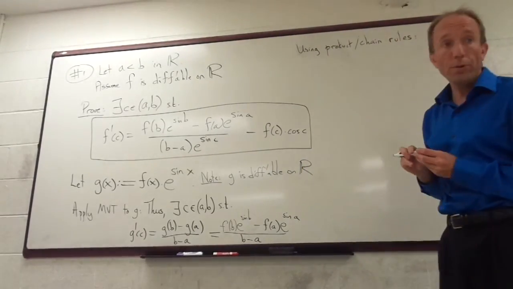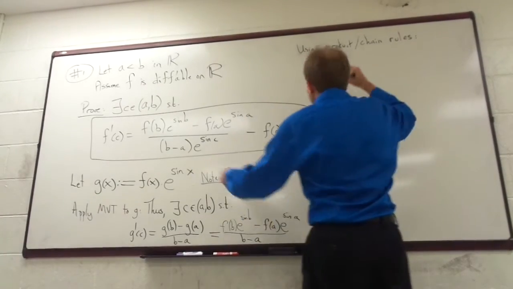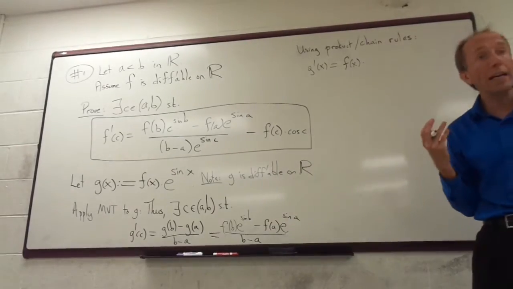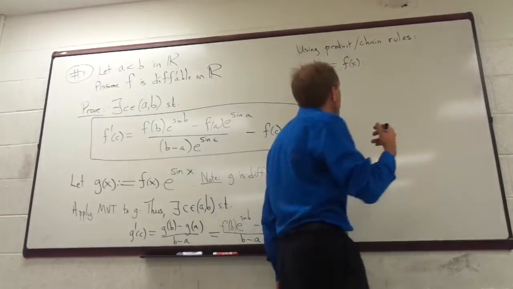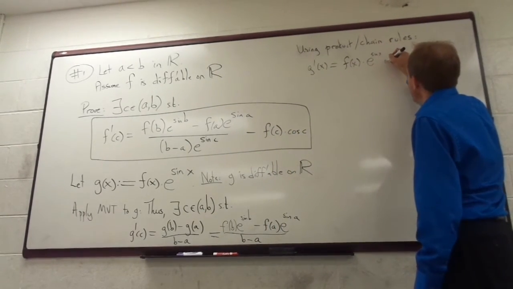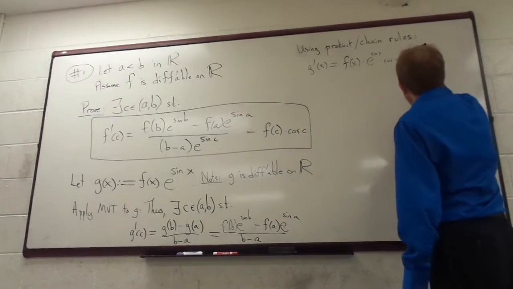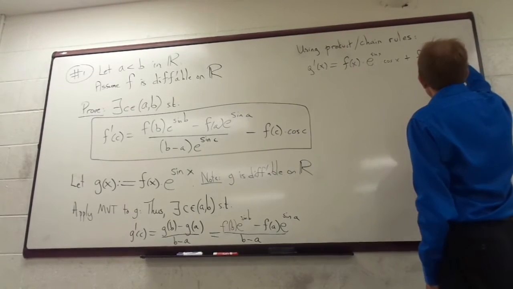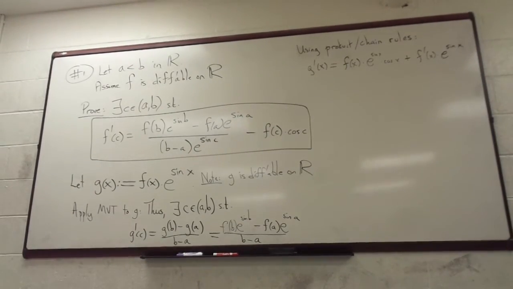Product and chain rules, right? So g prime of x is equal to the first one, which is f of x, times the derivative of e to the sine x. What's the derivative of e to the sine x? It's e to the sine x times cosine x. Exactly, e to the sine x times cosine of x, right? Okay, and then plus the derivative of f, so that's f prime of x, times the second term, which is e to the sine x. So there you go. Okay?